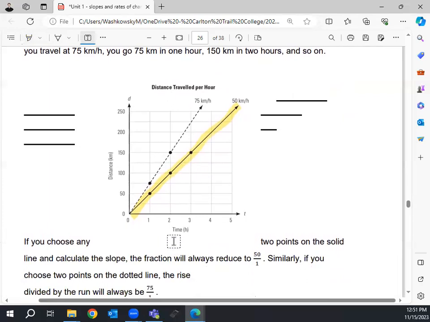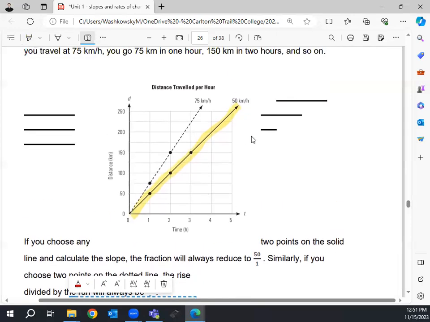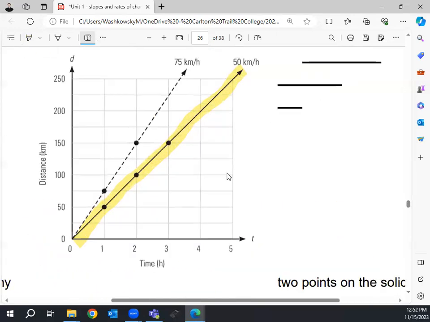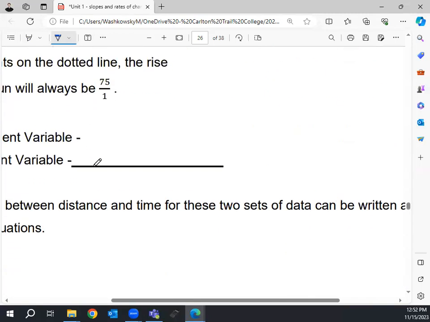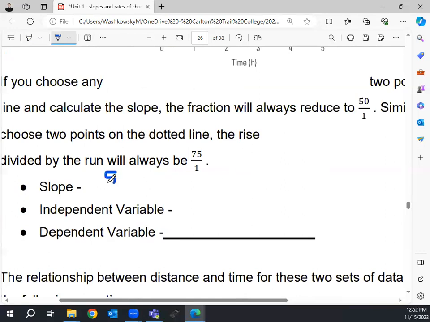So let's get into this. If we're looking at this line, what's the slope of our 50 kilometers an hour line? 50 over run, right? 50 over 1. You go up 50 for every 1 hour. I go 50 kilometers after an hour of driving at 50 kilometers an hour. That's not too hard to understand. So what I know in this case is that my slope is just going to be 50 over 1.